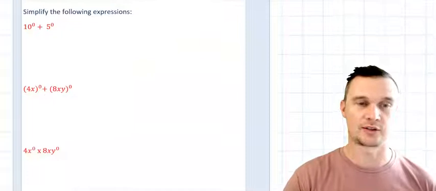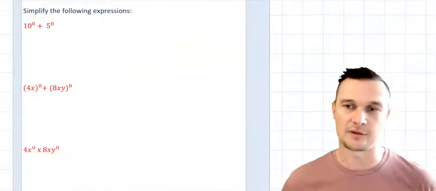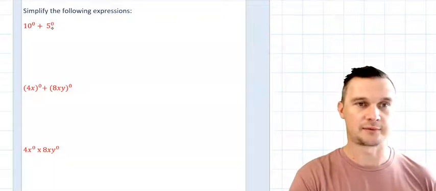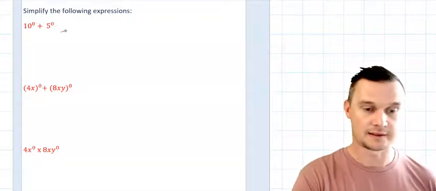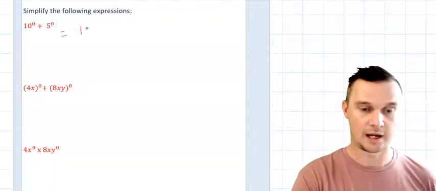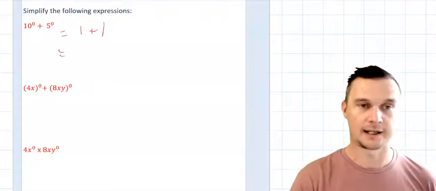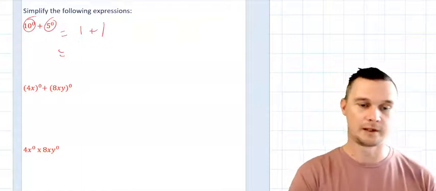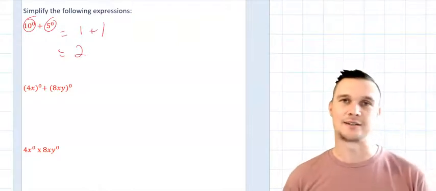So let's look at these two here. And we've got a range of different approaches here. So we firstly have 10 to the power of 0 plus 5 to the power of 0. This is basically saying 1 plus 1. Okay, so here, this is going to equal 1, and we have 5 to the power of 0 equals 1. So our answer in this case is 2.